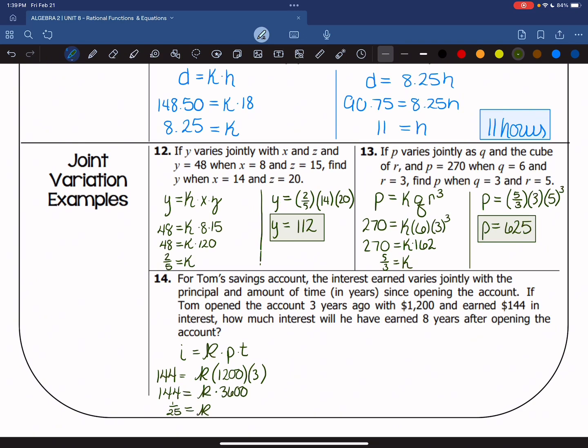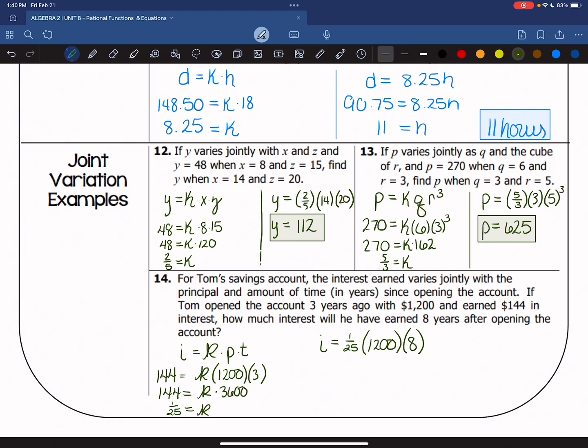So now let's go ahead and see if we can answer this question. Just how much interest will he have earned if our constant of variation is 1/25 and the principal amount, again, is back to what we started with, the initial amount, but now we're allowing time not just to be 3, but 8. Let's see the result here. What is that going to be?